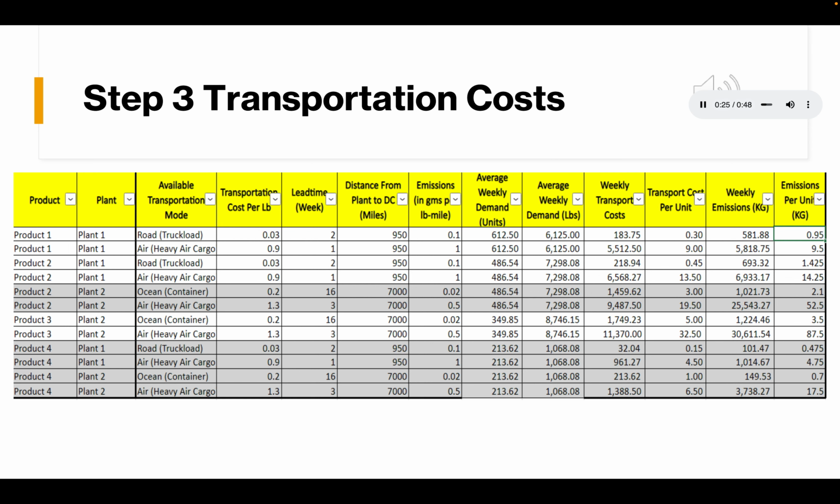Next, we used the distance from the plant and the average weekly demand in pounds, as well as emissions data, to compute the weekly emissions. We then took these numbers and divided them by weekly unit demand to find the emissions per unit. We found that trucking has the lowest emissions per unit, followed by ocean and then by air shipping.